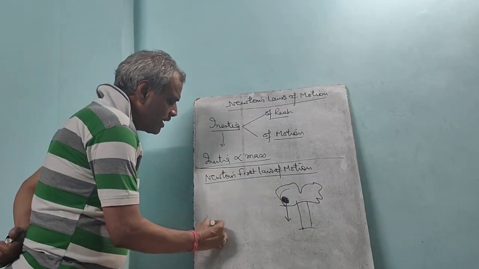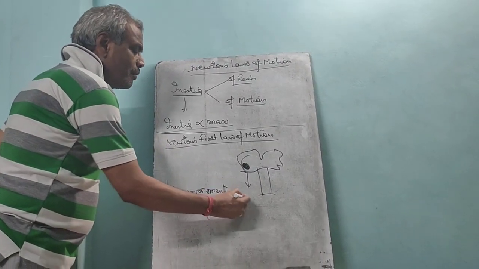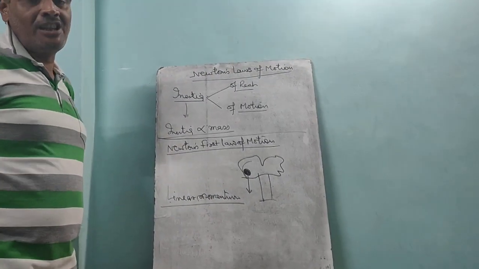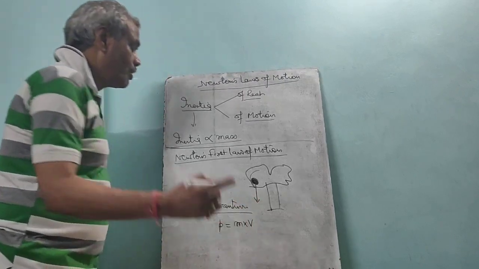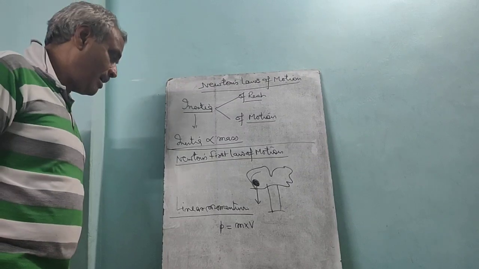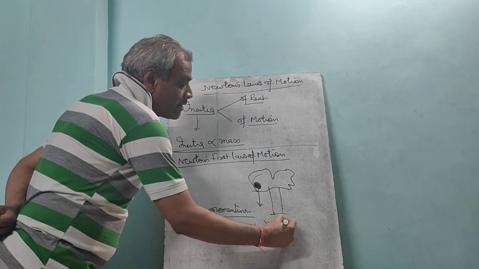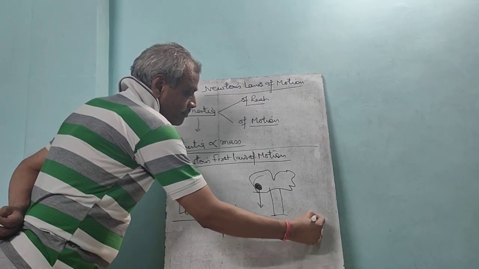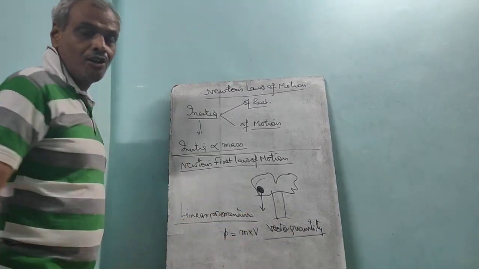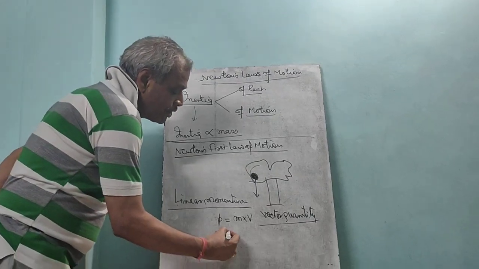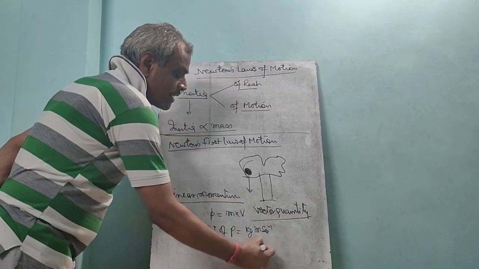Now, linear momentum. It is a very important physical quantity. The product of mass and the velocity of a body is called linear momentum. It is a vector quantity, and its direction is in the direction of its velocity. The SI unit of linear momentum is kg meter per second.